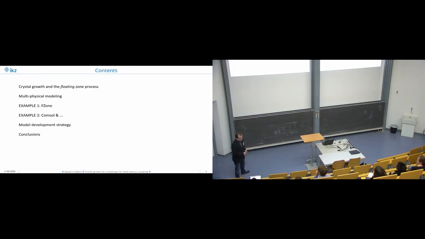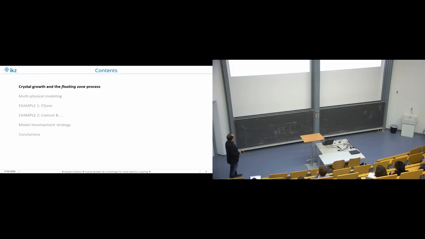Okay, so this is an overview of my talk. I will start with a general introduction about crystal growth and about a specific crystal growth process, because we have several of them. And then especially about the multiphysics which we have in this process. Then I will give you two examples which we already have, and I will also discuss the problems which we have with coupling in these cases. And then talk about the general strategy of developing such models, and then conclude.